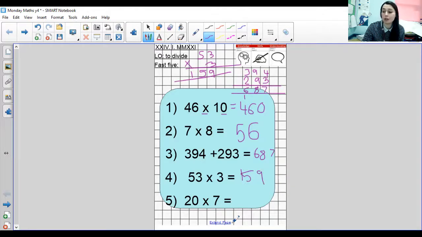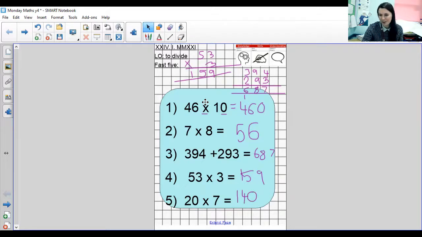The last one, I'm not going to do short multiplication. I'm going to use my known facts because I know that 2 times 7 is 14, and therefore 20 times 7 needs that placeholder there, 140.